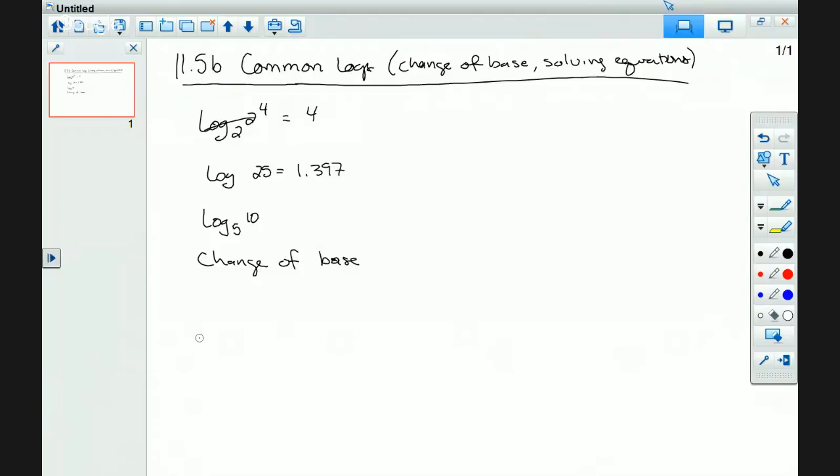So this one becomes common log 10 divided by log 1. That you can put in your calculator, right? Anybody? 1.1. So the change of base formula helps you calculate these values.